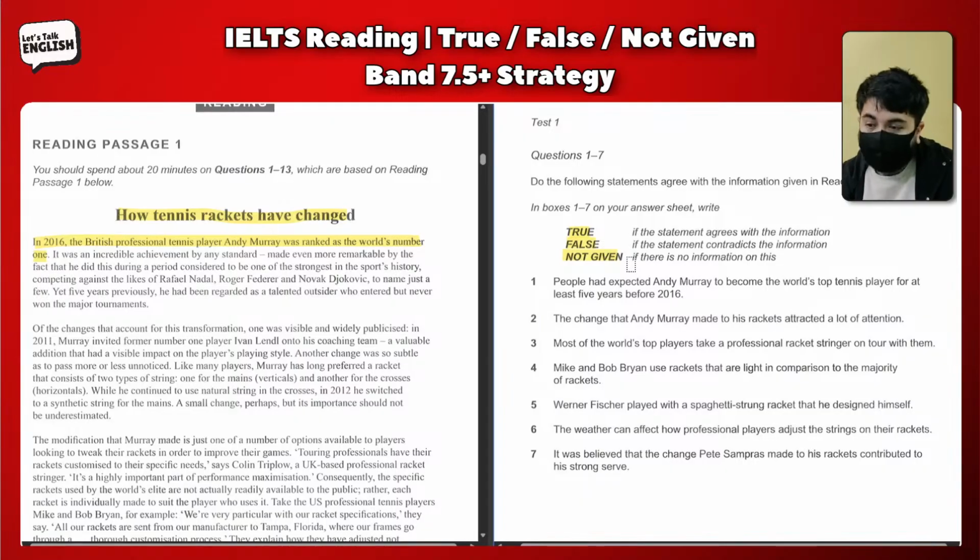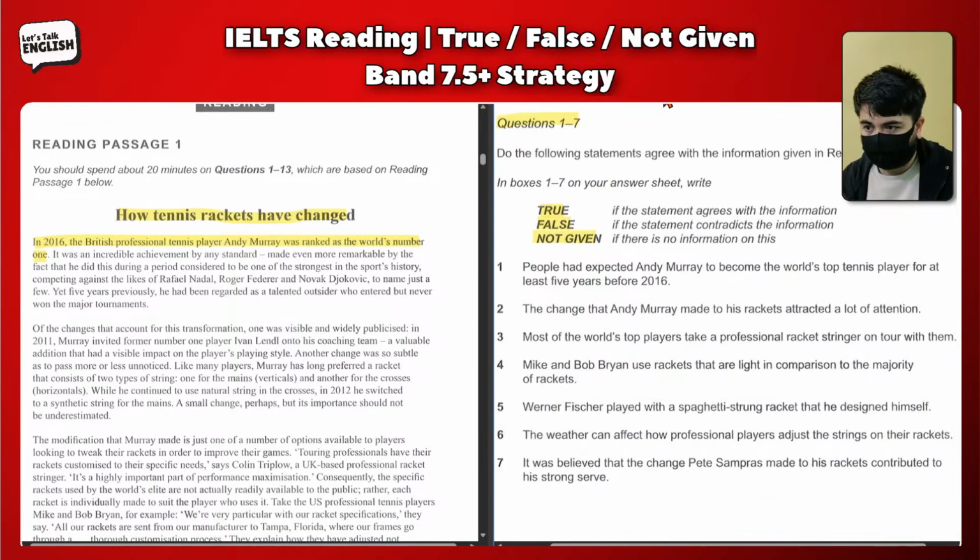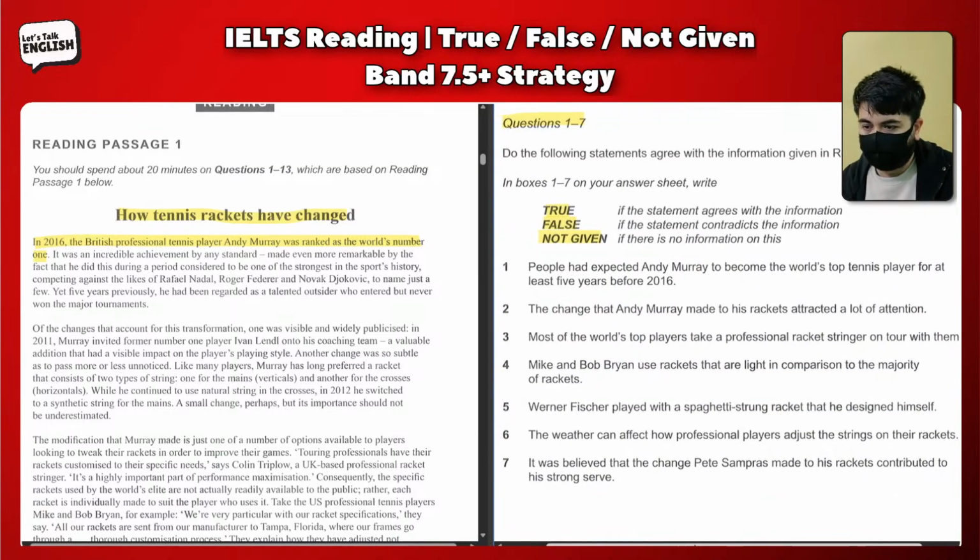Okay, now once we've read the instruction, we come to question number 1. We've got questions 1 to 7, and we start reading this. I hope I've not zoomed out too much. Let me check on OBS. Yeah, I think it's visible. Okay, so question number 1 says people had expected Andy Murray to become the world's top tennis player for at least 5 years before 2016.